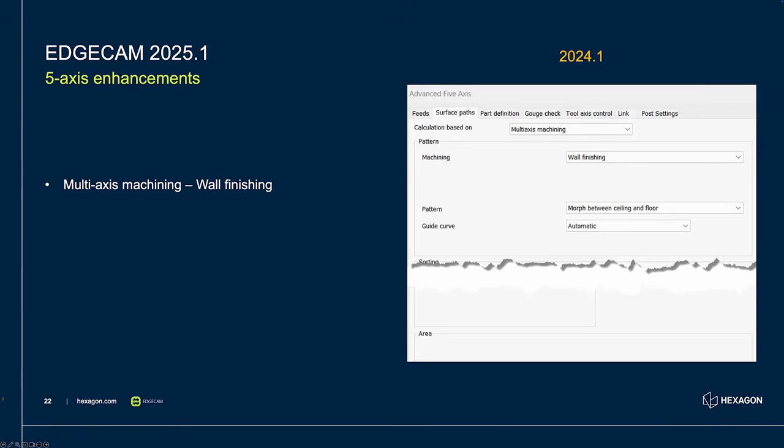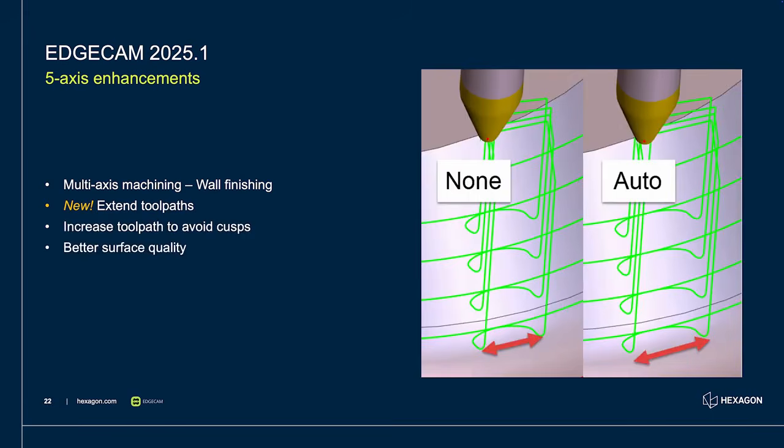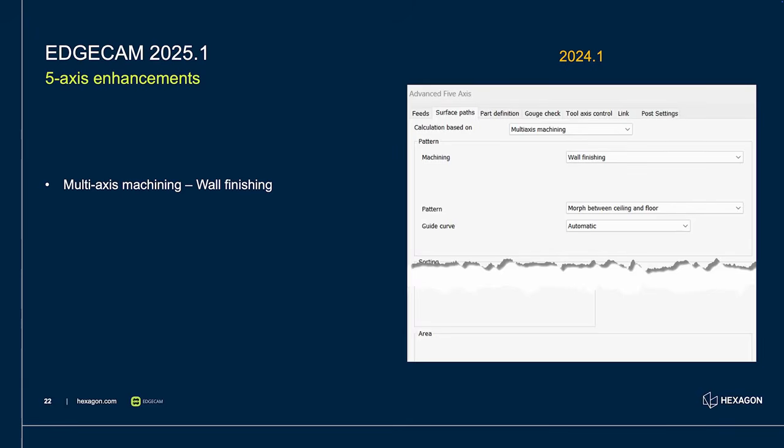And again, sticking with multi-axis machining, with wall finishing, we've now got more options. So we now have the ability to go automatic for lead in and lead out. So this is maybe what I would suggest is like our profiling cycle, where we're now able to overlap. So this is what we had in 2024. The lower area was blank basically.